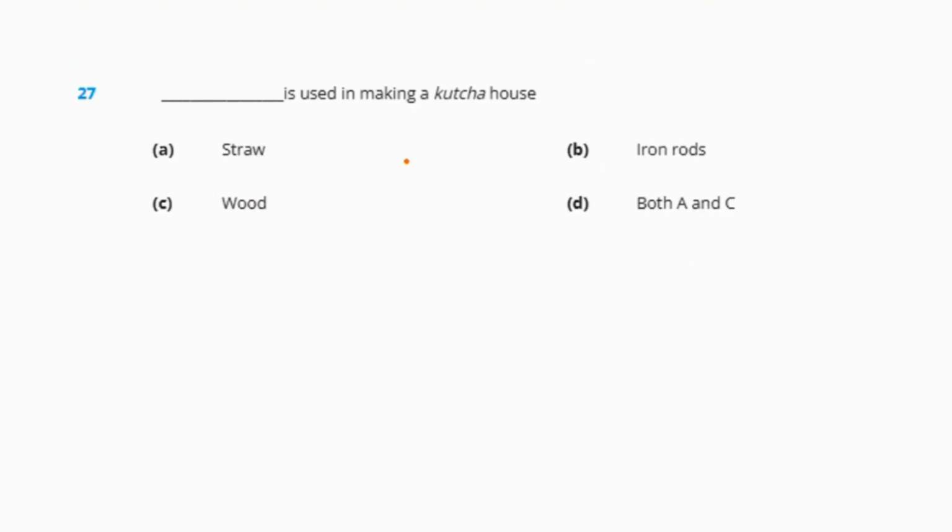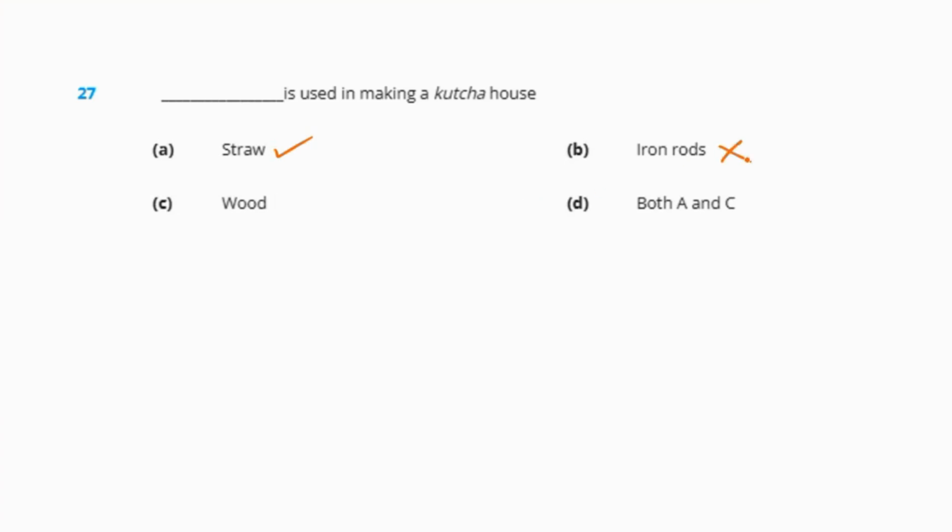Next, which of the following is used in making a kacha house? So there is the kacha house and also the pakka house, right? A kacha house is made using something like straw, wood, or clay. A pakka house is made up of cement, bricks, and iron rod. So among these options, straw is used to make a kacha house.